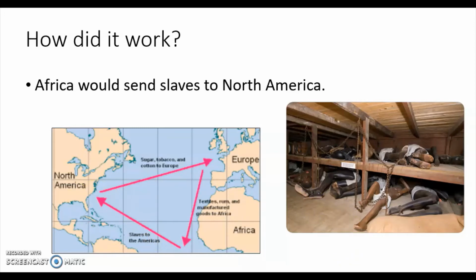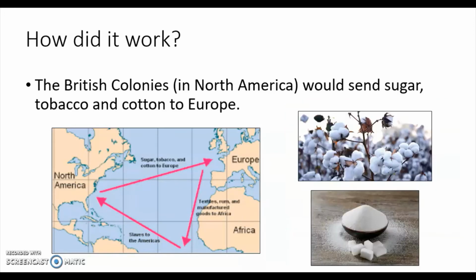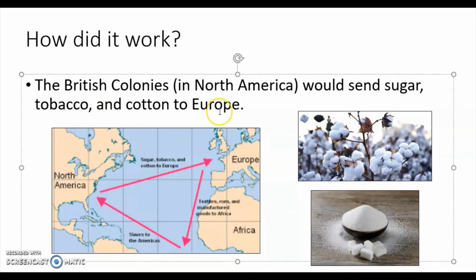Let's see the last part of the triangle. Okay, the British colonies in North America. North America is the continent we live on, right? The British colonies in North America would send sugar, tobacco, and cotton to Europe.